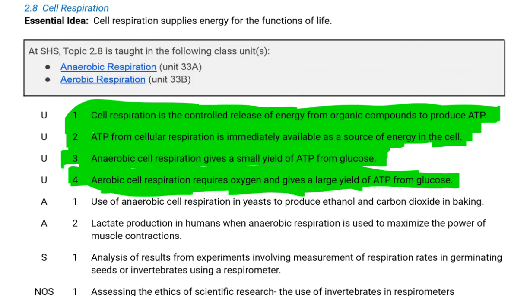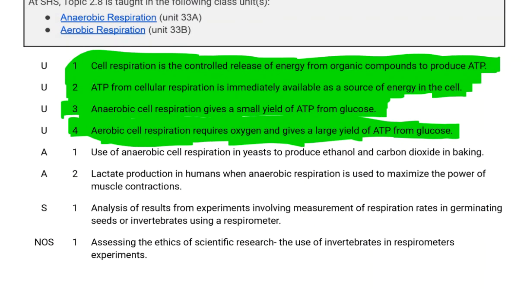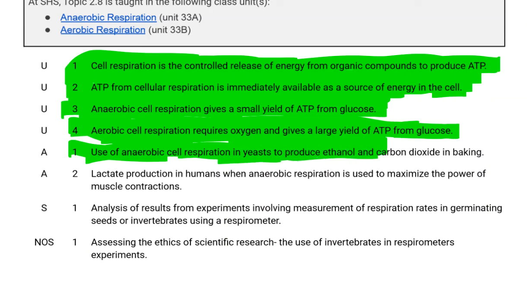The use of anaerobic cell respiration in yeast to produce ethanol. So ethanol is used in alcohol, and yeast actually produce this, and plants as well produce ethanol when it comes to cellular respiration, which is quite useful for us in the production of alcohol.